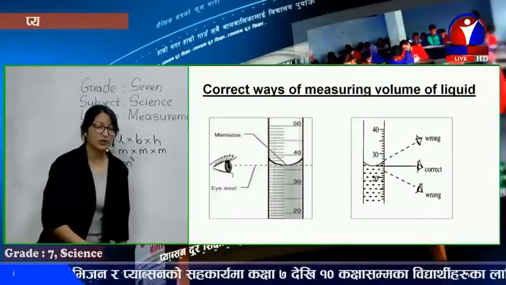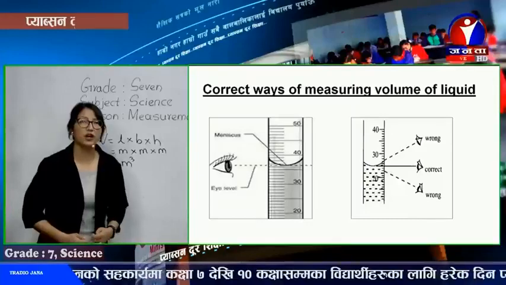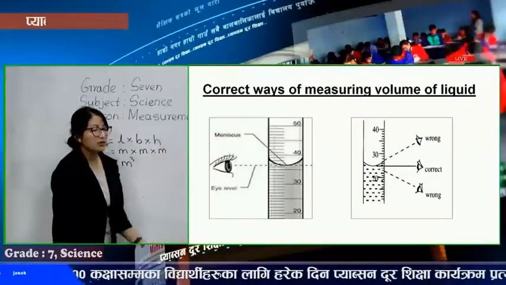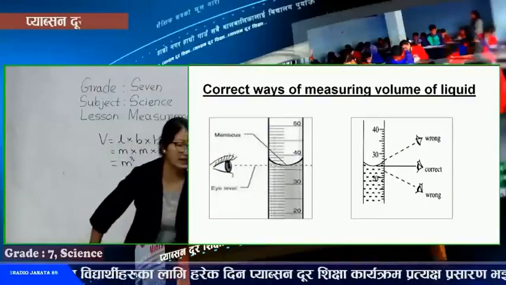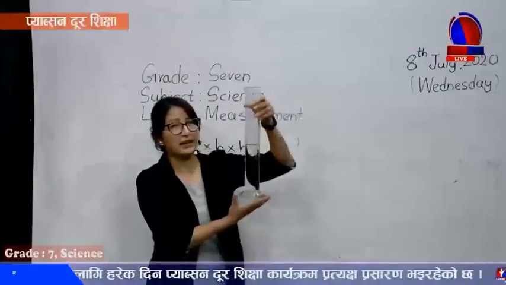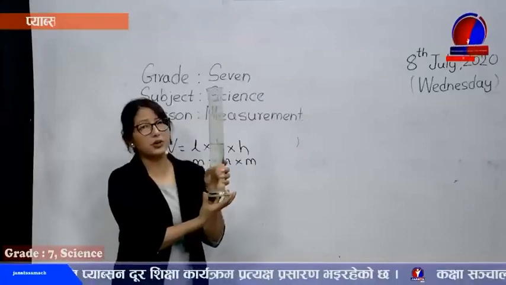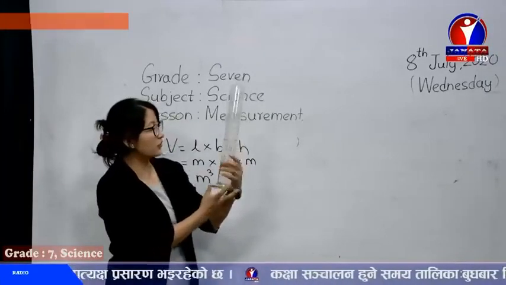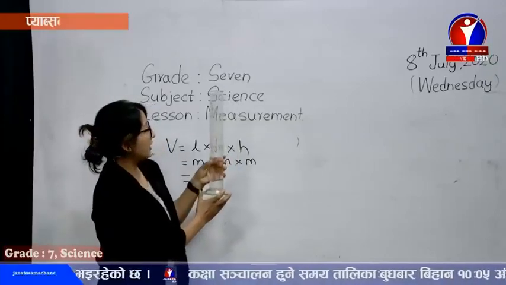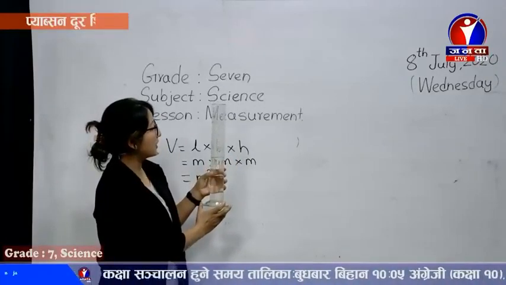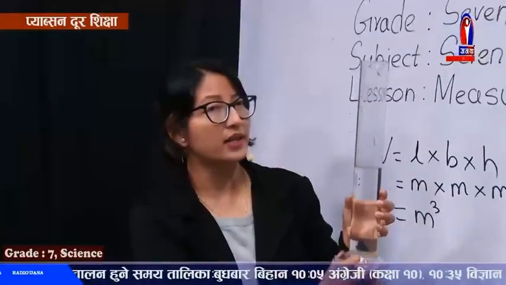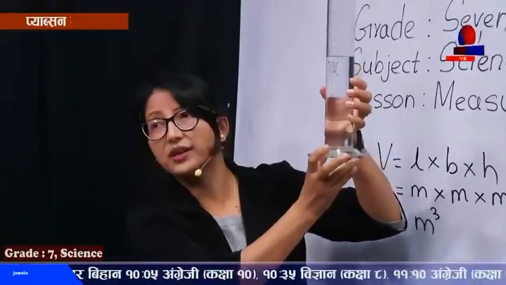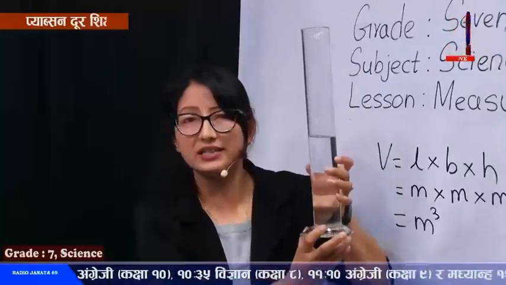Now, the correct ways of measuring the volume of liquid. You can check in the diagram. That's why I was saying, if I hold this in hand and measure, I may not give the correct recording because errors might occur. If I see from here, I might feel that it is around 310 ml or 290 ml. If I see from lower, I might feel it's more than 300. It differs, okay? It differs.